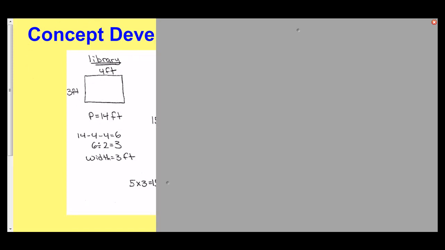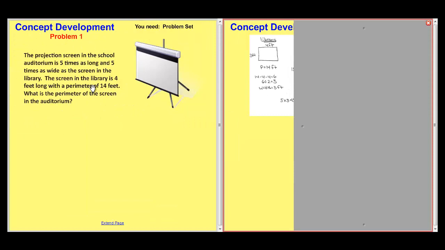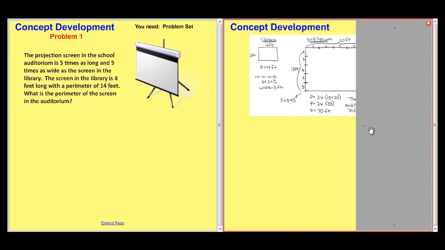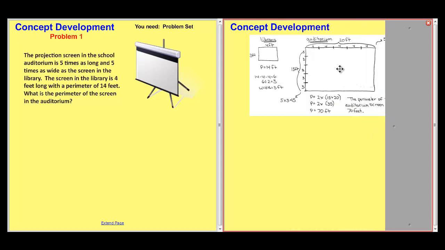Now when I go back to look at the rest of the information in the problem, it tells me that the screen in the auditorium is 5 times as long and 5 times as wide. So whenever I drew this, I had to draw 5 fours. 1, 2, 3, 4, 5 fours because it's 5 times as long, and 5 threes. 1, 2, 3, 4, 5 because it's 5 times as wide. So when I put all those fours together, that gave me 20 feet. And when I put all of these threes together, that gave me 15 feet.